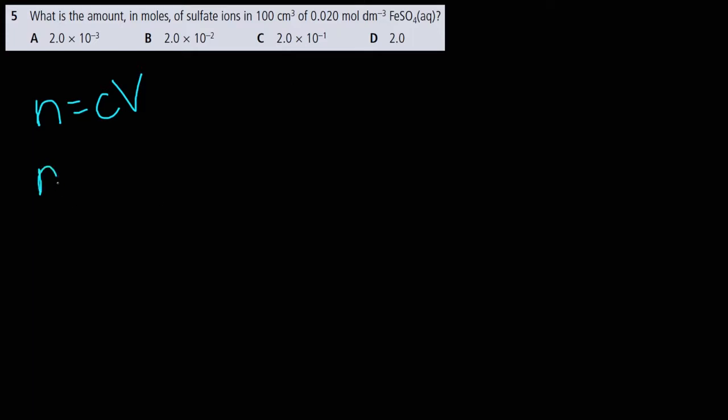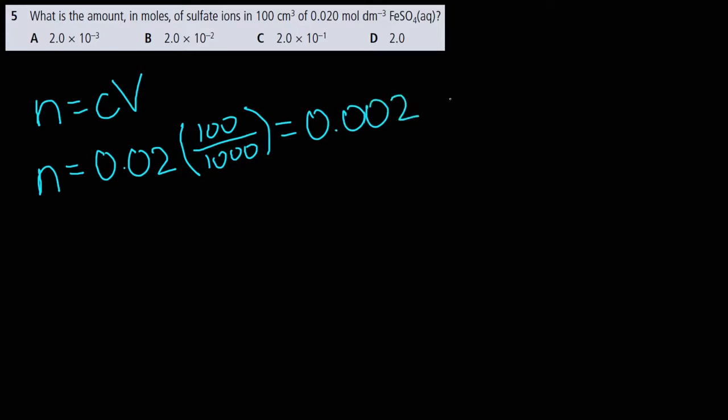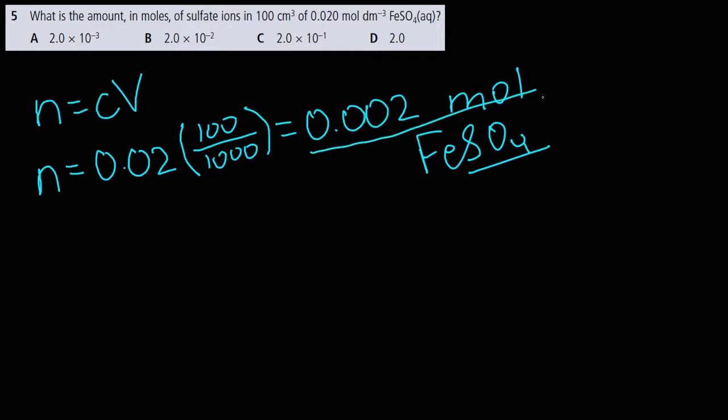So we'll say n equals 0.02 for the concentration, then for the volume, since there are 1,000 cubic centimeters in a decimeter cubed, we'll divide that by 1,000. And then we'll have 0.002 moles of iron sulfate. Now, since there is one sulfate ion per particle of iron sulfate, it's just a 1-to-1 ratio. So we still have this many moles of sulfate ions. So this equals 2 times 10 to the negative 3, which is A.